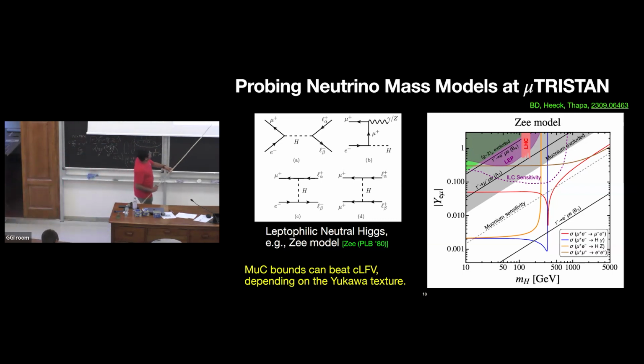What color is that? Red? Yeah, the red is the resonance that is coming from this diagram, diagram A. So the decay width is fixed by the Yukawa couplings because it only talks to the leptons. And once you know the full Yukawa structure, then you know the total decay width for the H.